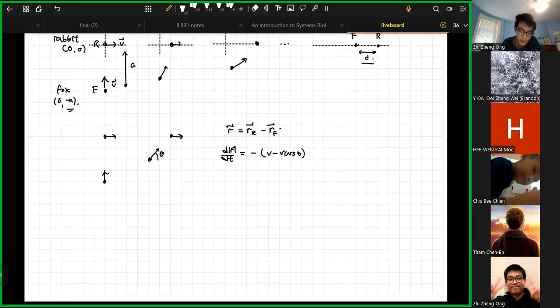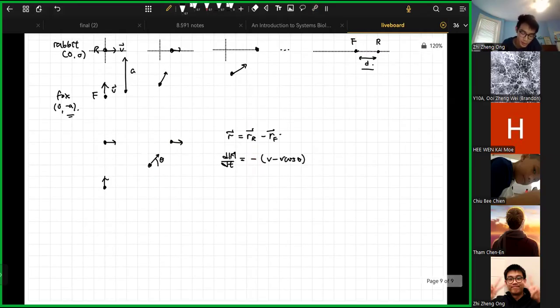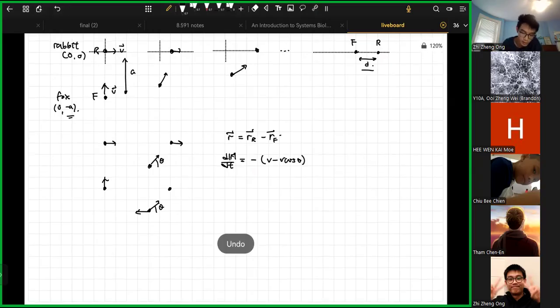If you really want to, you could write this in terms of the frame of the rabbit. You could shift into the frame of the rabbit, and then say it's like this. If you shift into the frame of the rabbit, the velocity points to the left. So the net velocity here is just going to be negative v plus v cosine theta. So hopefully that's clear.